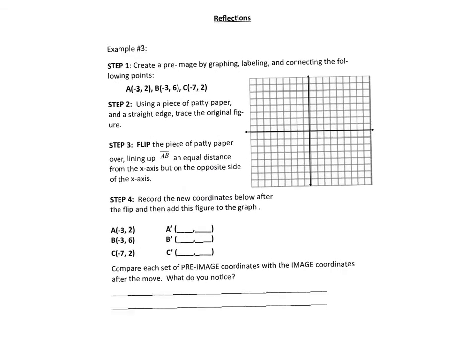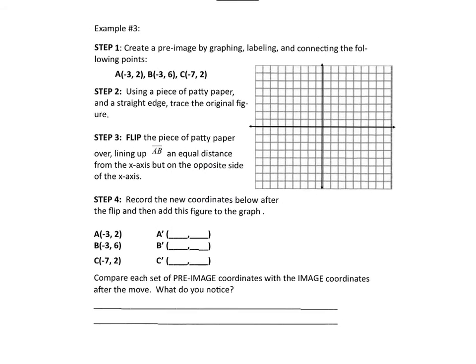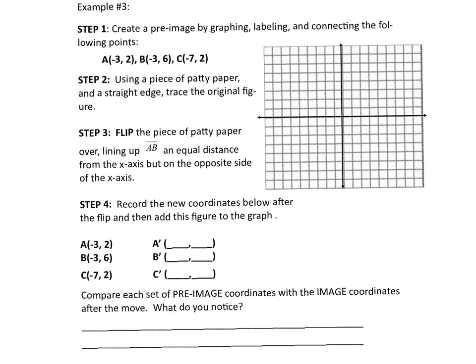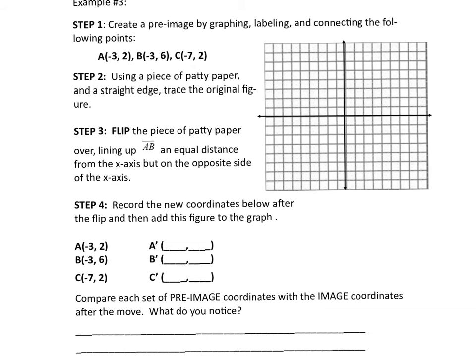Now we're going to take a look at example 3 on page 28. We're using the same triangle as example 1, so we won't need to trace it again if you've traced it, because this time we're going to end up reflecting over the x-axis instead of the y-axis. Go ahead and plot triangle ABC now.